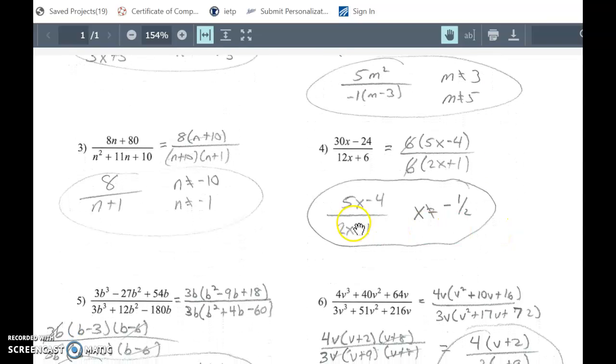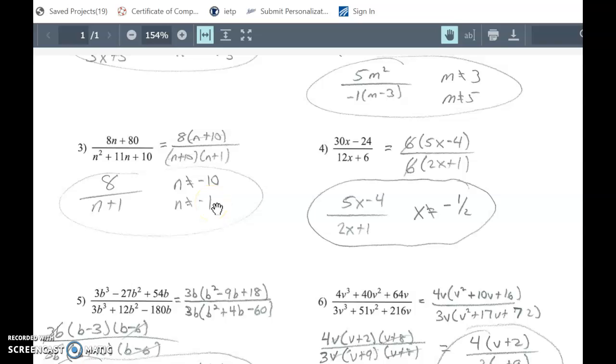Looking at number 3, after you factor, before you cancel, you look for what numbers will make the bottom be 0. n plus 10 and n plus 1. Negative 10, negative 1. The bottom would be 0 if n were either one of those numbers. So therefore, the equation wouldn't exist if n were negative 10 or n were negative 1. So therefore, we have to say this is our answer as long as n isn't negative 10 and n isn't negative 1.